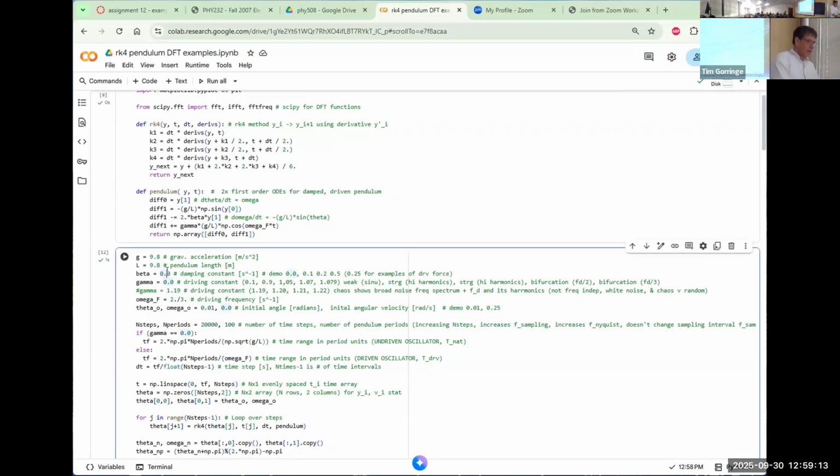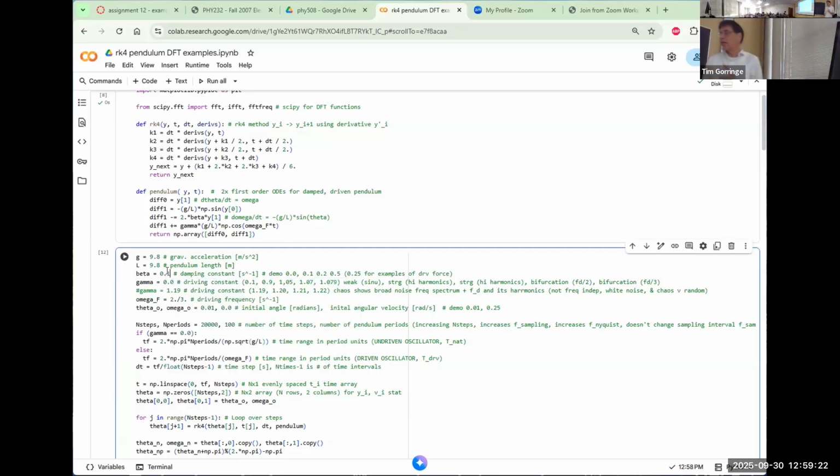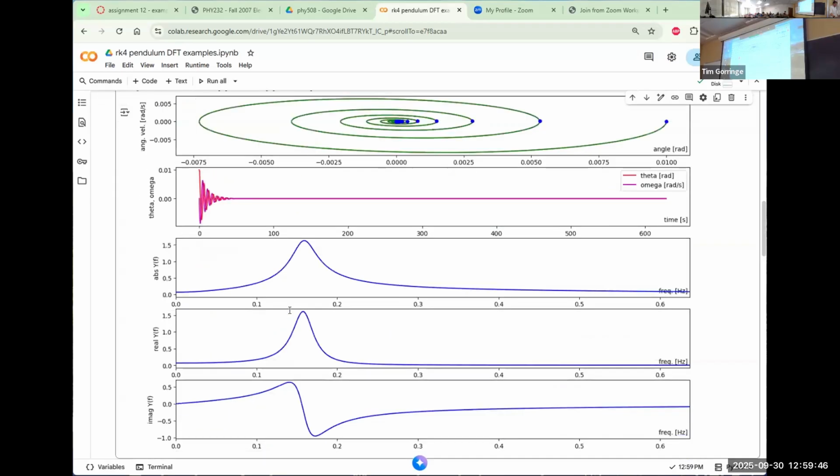Let's look at a few cases of a damped pendulum. Let's add a little damping, with a weak damping constant and a critical damping. That boundary between under and over damping is 1. So 0.1 is a weak damping. And let's rerun the code for weak damping.